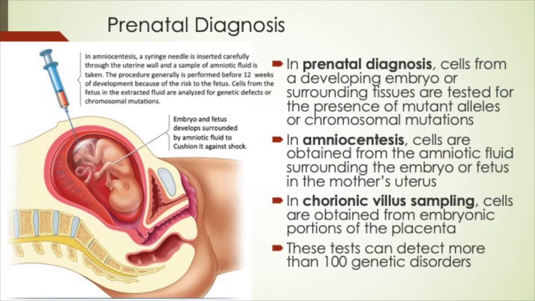That's coming up a lot more often, but it's not something that's too noticeable until later on. So some other things that you can try doing: prenatal diagnoses. These are something that is coming up a lot in modern medicine. In prenatal diagnoses, cells from a surrounding embryo or surrounding tissues are tested for the presence of mutant alleles or chromosomal mutations.